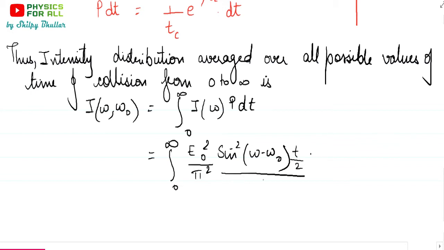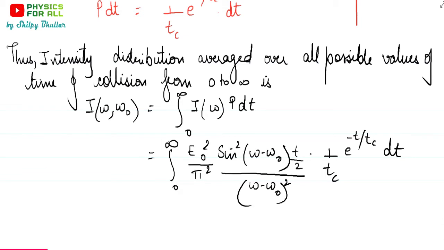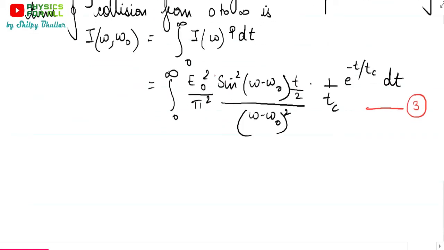That's why we have to use here this thing: 1 upon omega minus omega naught square. Then the probability part comes, which is 1 upon tc e raised to the power minus t by tc dt. Now this is the whole quantity that we have to solve. This particular one. Let this be 3. And this is very important. Now we have to solve this complete quantity.